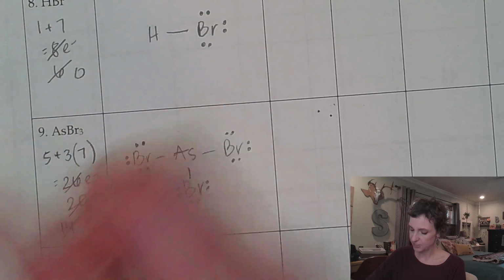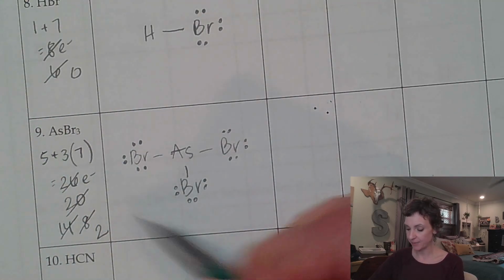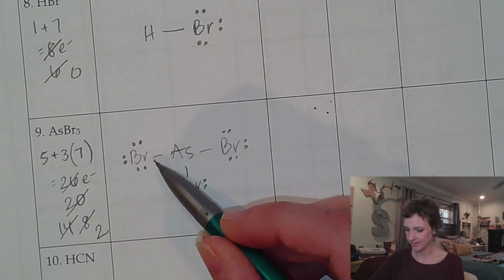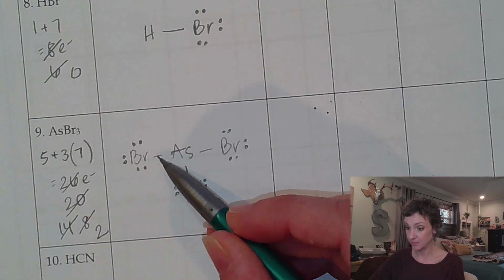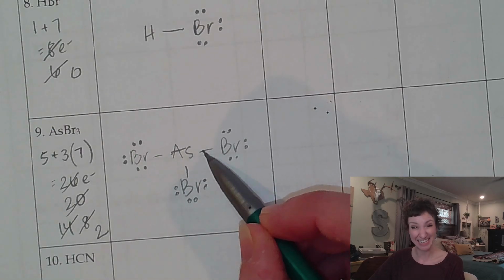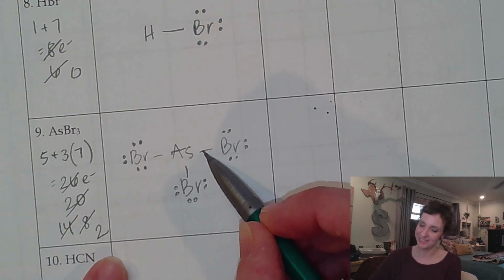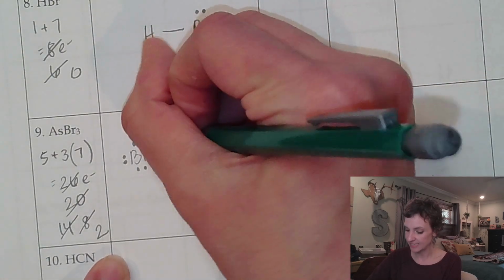Now I'm left over with 2. Each one of my bromines are happy. They have 8. Let's check out this arsenic. He only has 3 bonds. So in those 3 bonds, I've got 1, 2, 3, 4, 5, 6. Well, he probably wants those last 2, and I will put that as a lone pair.